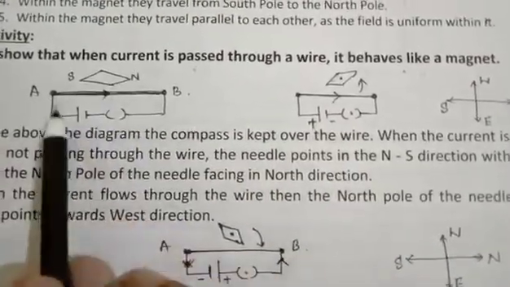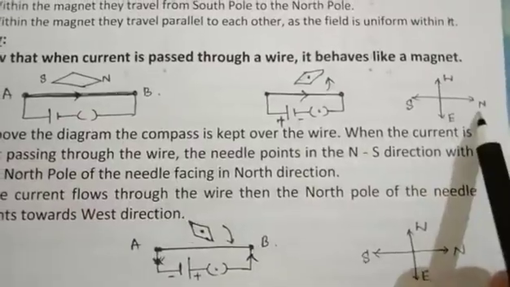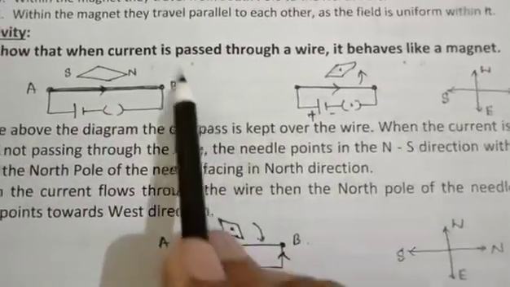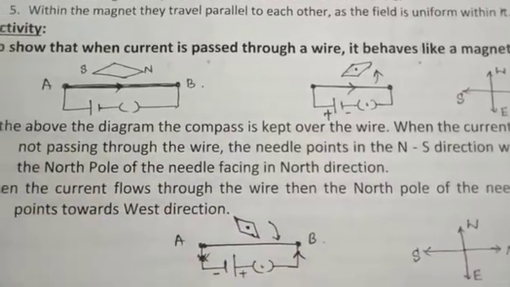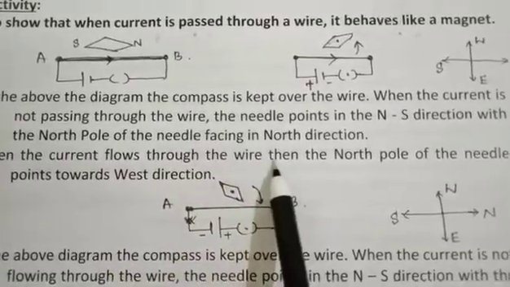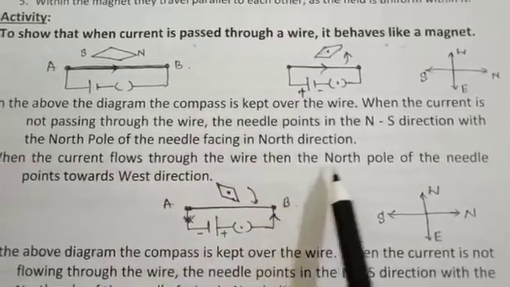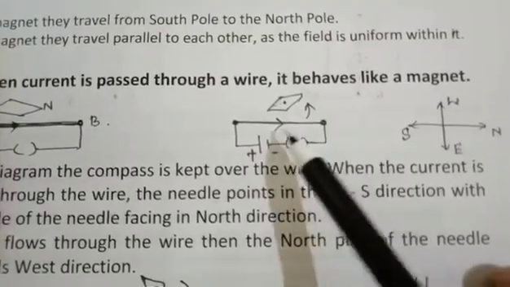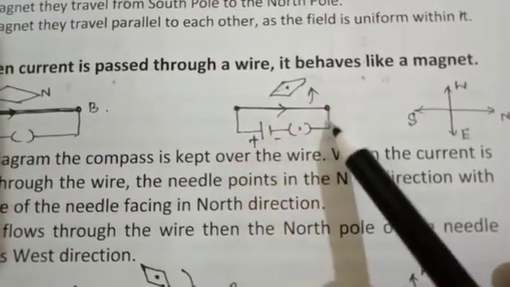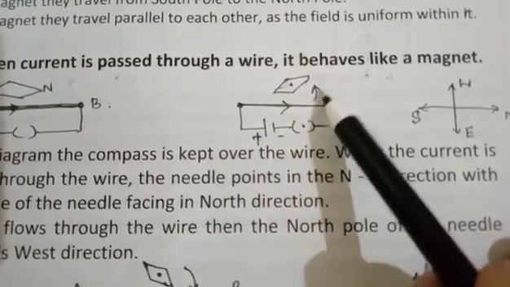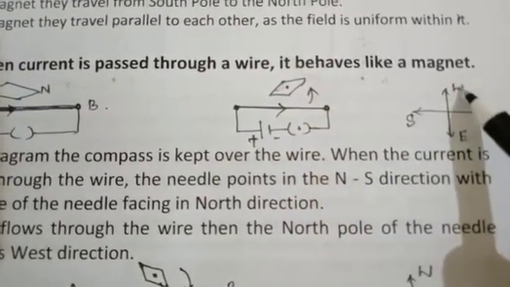So if you look at the first diagram, the north is facing the north direction, the south is facing the south direction, and the current is not passing through it. When the current flows through the wire, then the north pole of the needle points towards the west direction, and this is what we have in this diagram. As the current is passing from plus to minus, this needle is going towards the west. Look at the arrow mark, it is going towards the west.